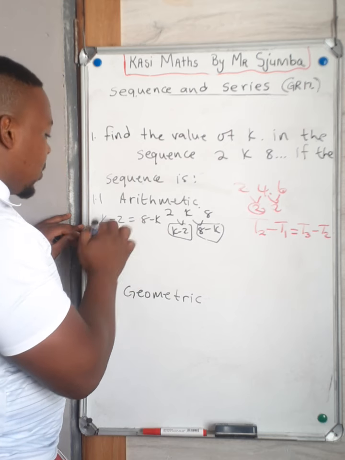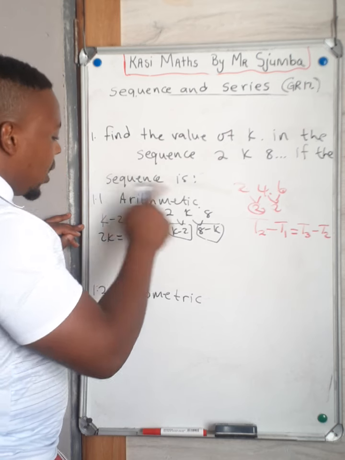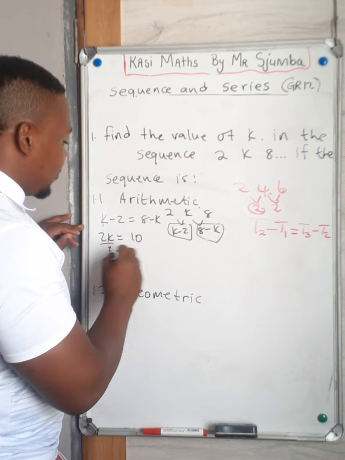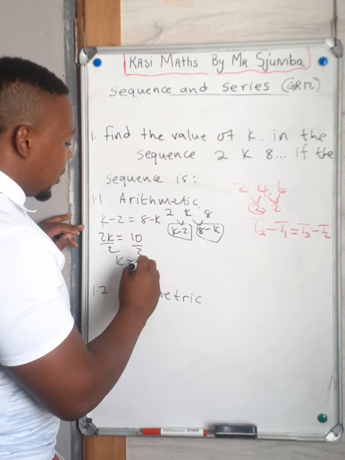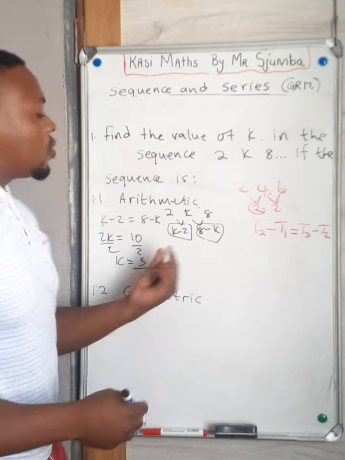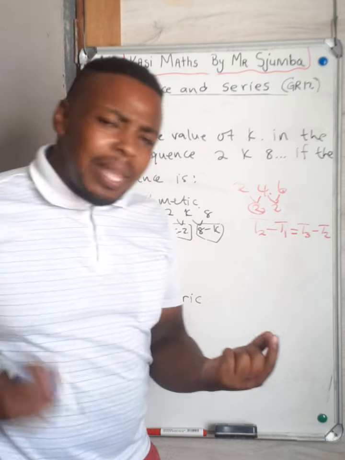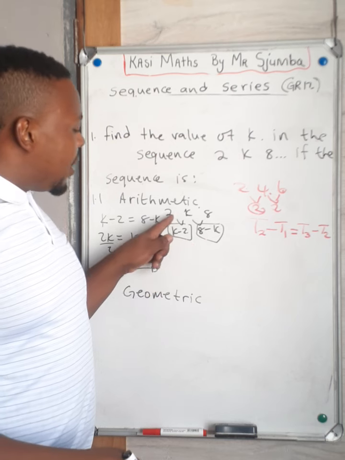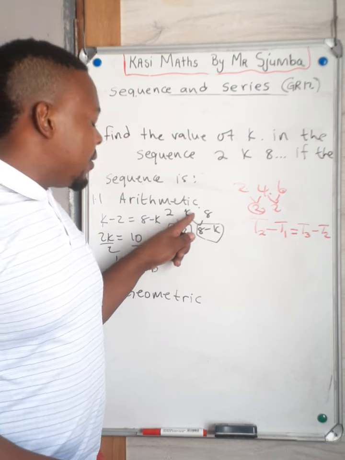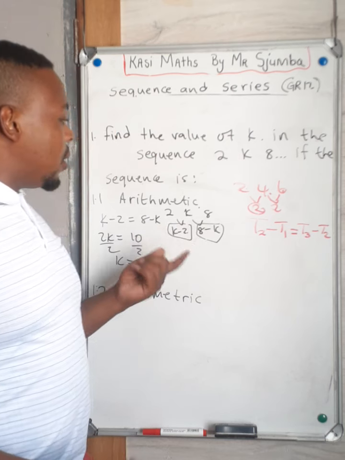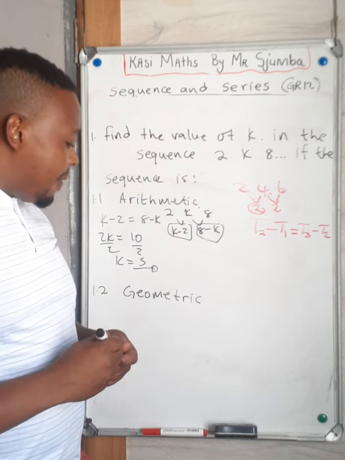Then let's solve for k. We get 2k equals 10. Dividing by 2, k is equal to 5. So k is 5. Then both differences are 3 if k is 5.